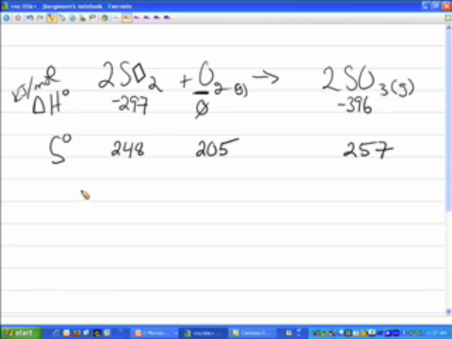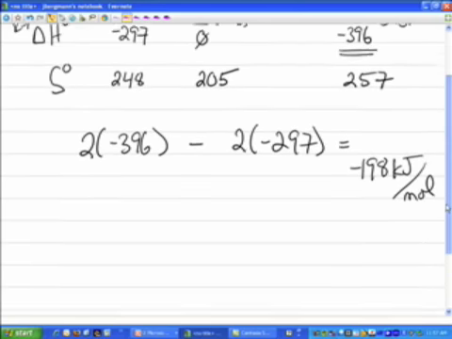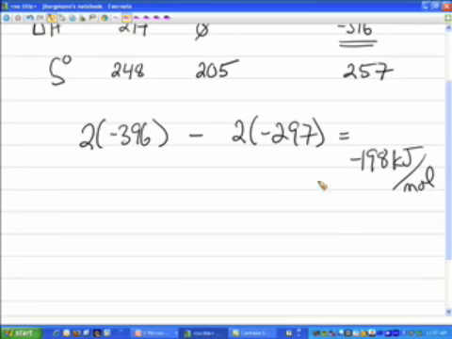If I do the sum of the products, for the SO3 I'll take 2 times negative 396 minus the quantity of 2 times negative 297. I can ignore the oxygen because, of course, it's 0. And that comes out to be negative 198 kilojoules per mole. My pen is doing a little dragging thing here. Okay, now for the S, so this is delta H.